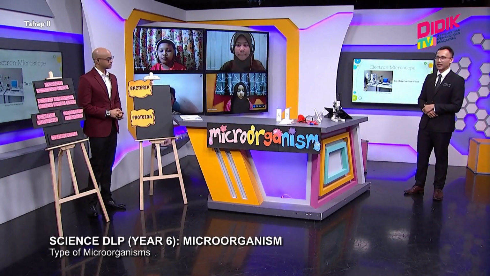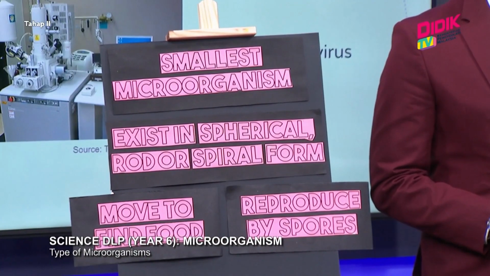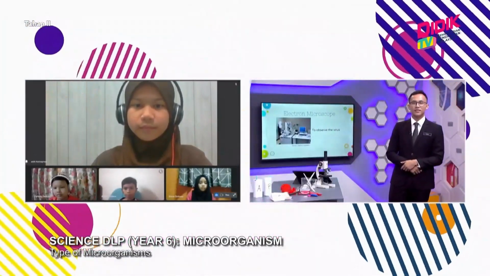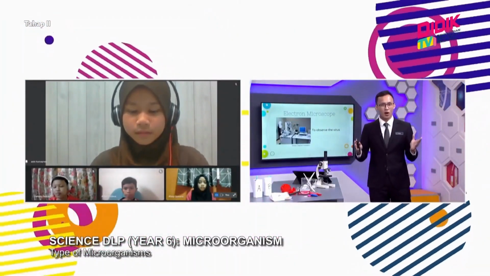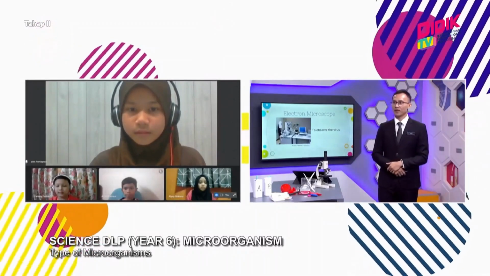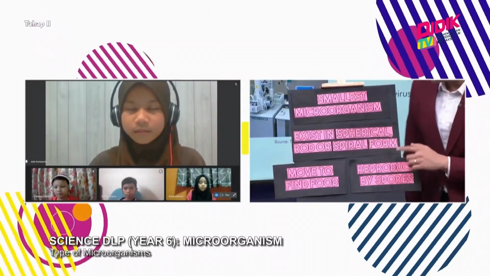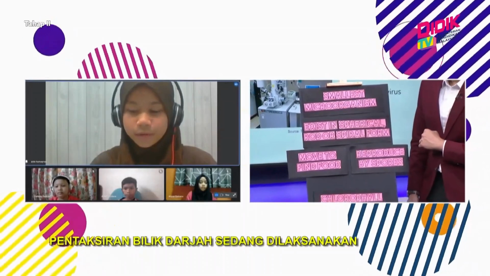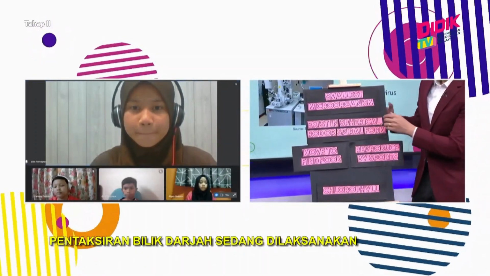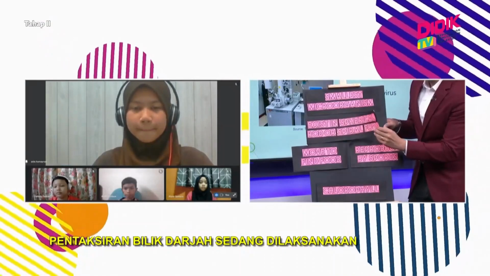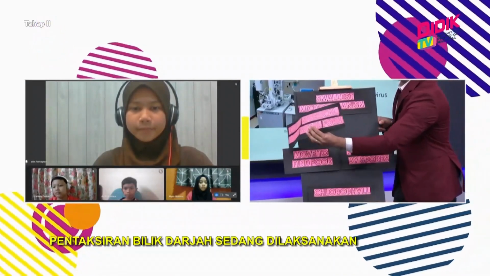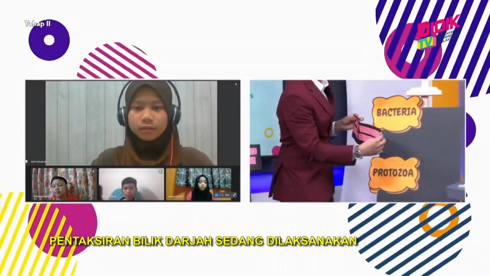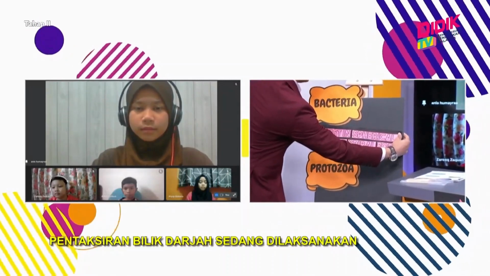So, for bacteria, can someone put up your hand and let me know who wants to answer? Okay, Anis Humaira, please let us know the special characteristics of bacteria. I believe we have the answers that they can choose from. Anis? Exists in spherical, rod, or spiral form. Yes, I have it here. This belongs to bacteria, so I'll just place it over here.